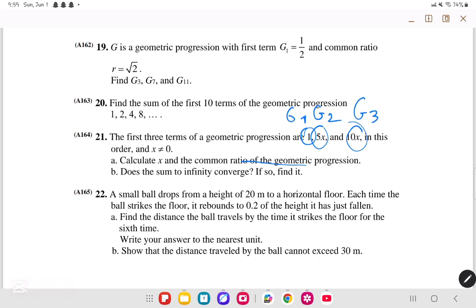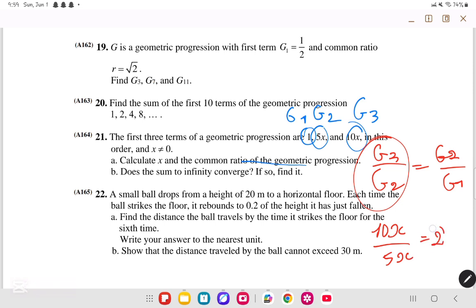Or you could also do G3 over G2. So G3 over G2 is equal to G2 over G1. G3 over G2, you will find the common ratio. So 10x over 5x, that is 2. We have the common ratio to be 2.